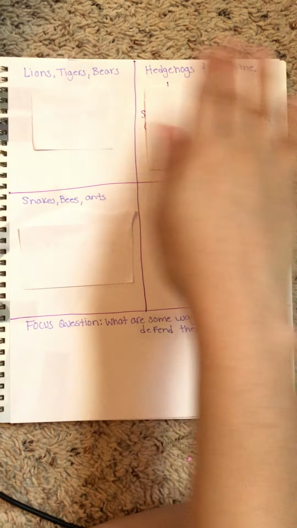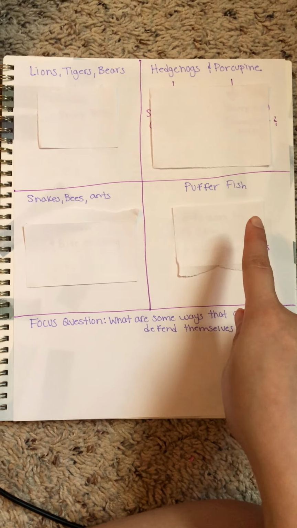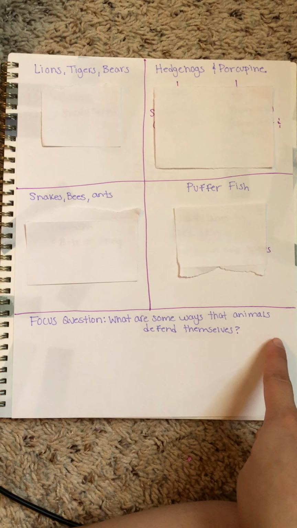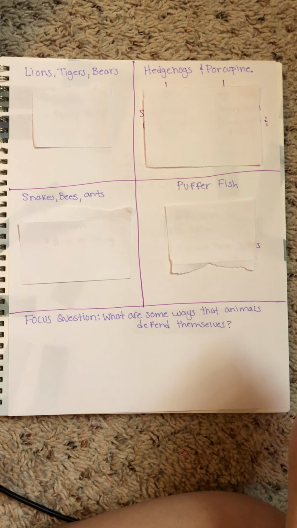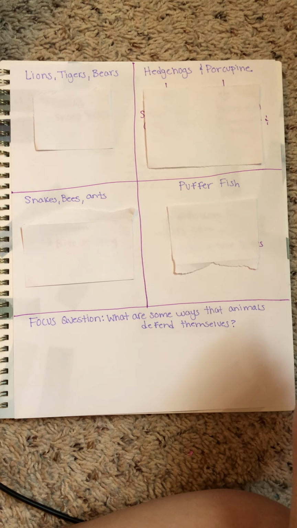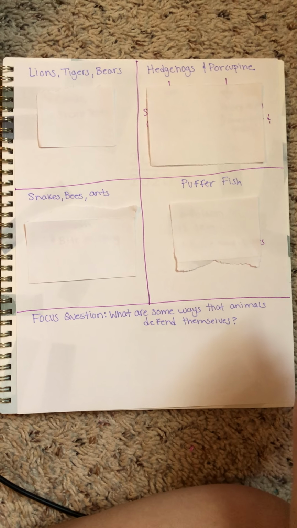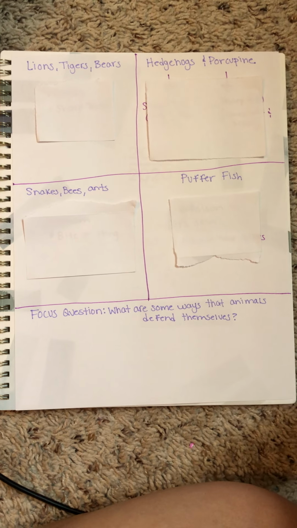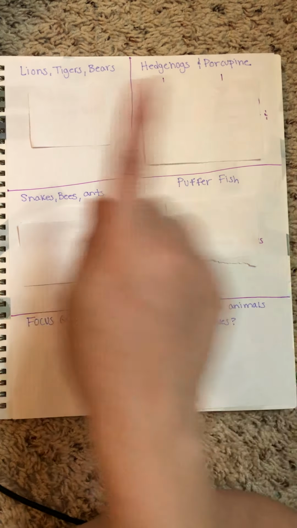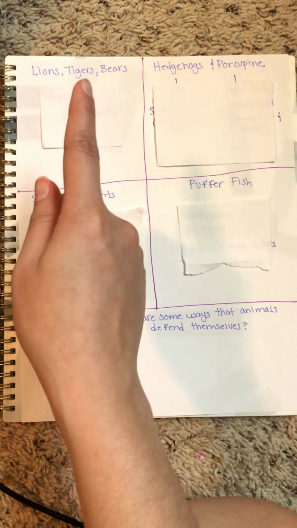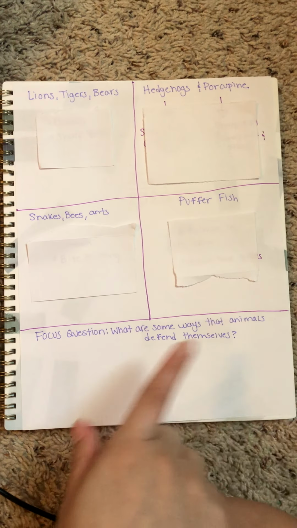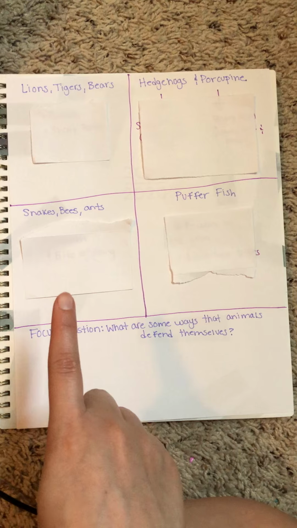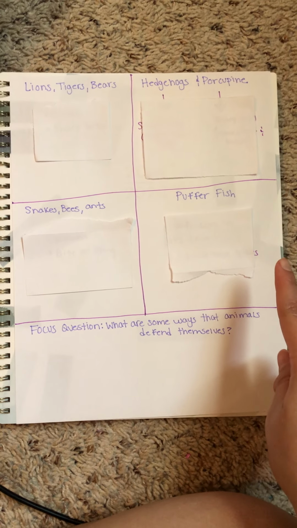I want you to put four squares, and then you're going to have a big square at the bottom for our question. So make sure to pause the video and make that activity. And so what we're gonna get started with is, since we're talking about how animals defend themselves, for our first square, we're going to write lions, tigers, and bears because they're going to go together. And then our second square, we're going to have hedgehogs and porcupine. Our third square, we're going to write snakes, bees, and ants. And our last square is going to be our pufferfish.